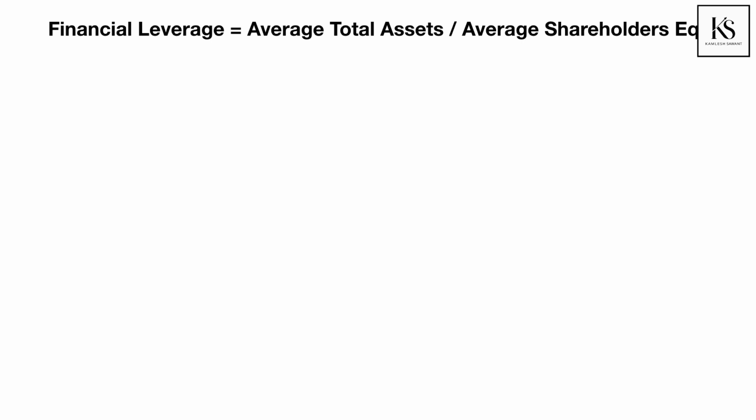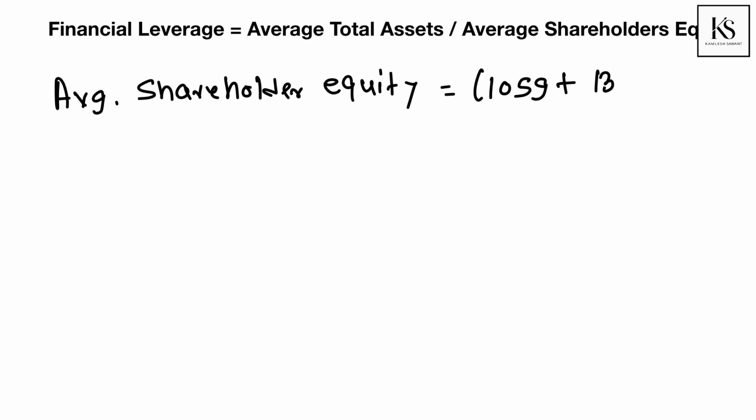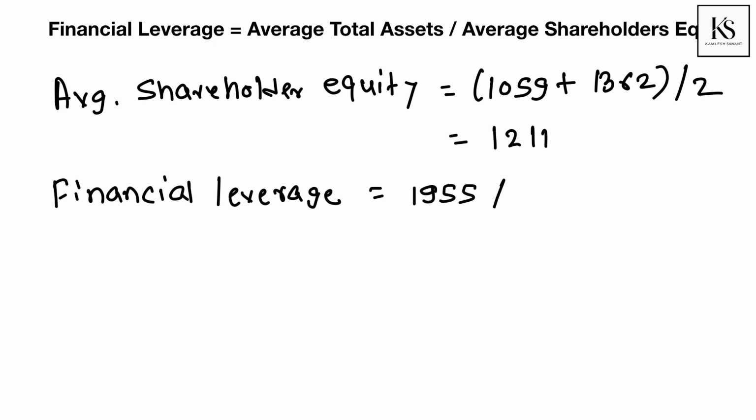Shareholders' equity for FY13 is 1059 crores. Shareholders' equity for FY14 is 1362 crores. Average shareholder equity is 1211 crores. Financial leverage is equal to 1955 divided by 1211, that is equal to 1.61 times. Considering ARBL has little debt, financial leverage of 1.61 is indeed an encouraging number. The number above indicates that for every rupee 1 of equity, ARBL supports 1.61 rupees of assets.